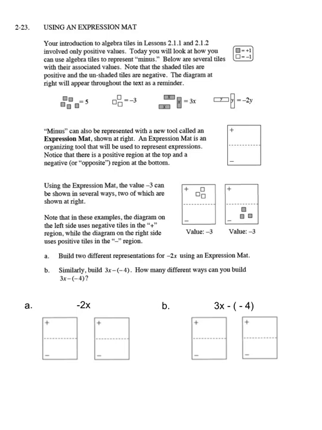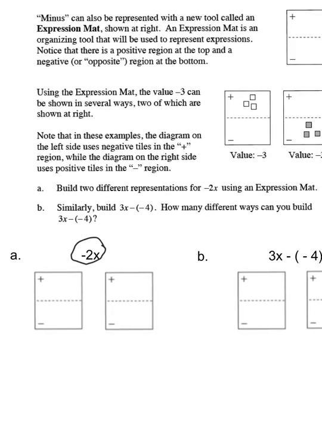So the first one, you're trying to represent negative 2x in two different ways. So I would think the natural first one would just be to do two negative x tiles, with the little x's in them. So this is two negative x tiles, or if I just said, well, I have a negative x and I have another negative x, and two negative x's together is negative 2x. So that matches my problem up here.